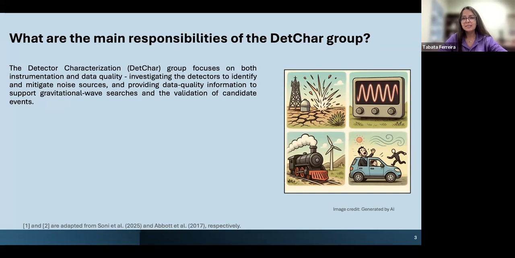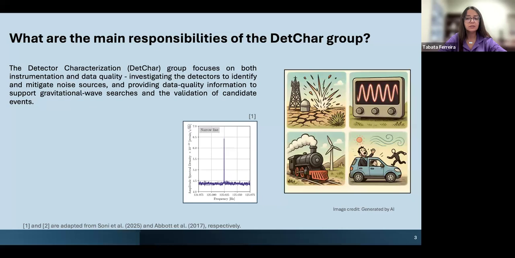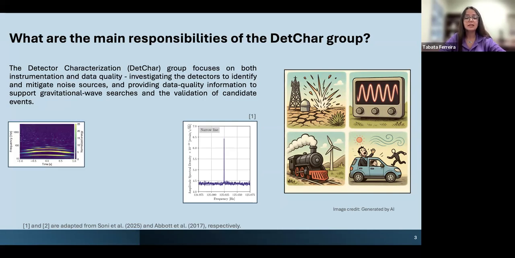And we have two main types of noise in our data that we usually analyze. The first one is longer duration noise. They are there for a long period of time, and we usually refer to that as lines. The second type of noise is what we call glitches. They are short in duration, and they can decrease the sensitivity because they increase the background in the gravitational wave search.